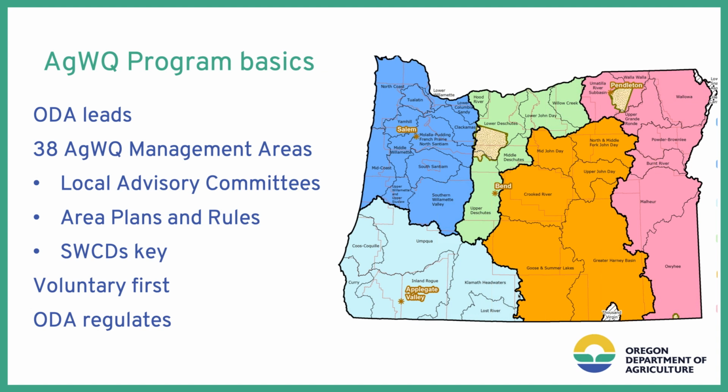Our rules tell us that soil and water conservation districts are key players, and we must work with them to the maximum extent practicable. So these area plans and rules get reviewed every 2 years. Soil and water conservation districts are key partners in that. And our rules require us to use voluntary means first to achieve compliance. However, if we've exhausted those, then we regulate.